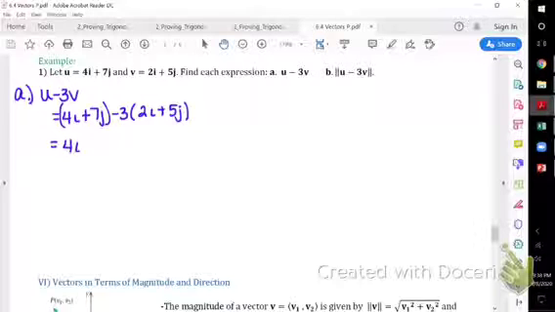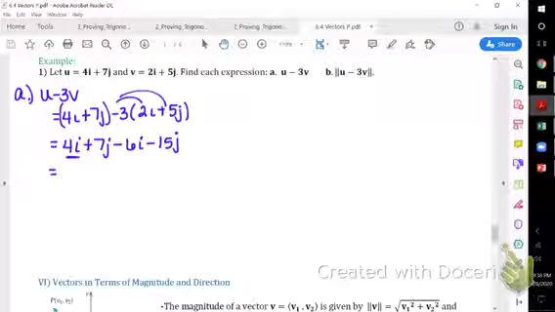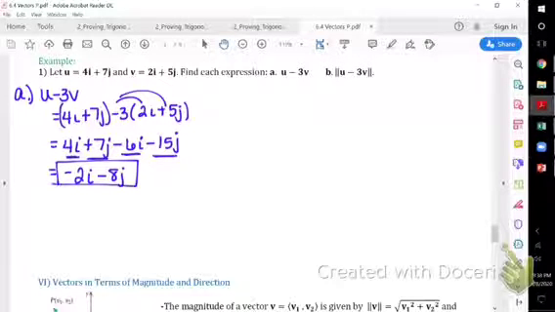I don't really need the parentheses here. I'm going to distribute the negative 3, so I have minus 6i minus 15j. And then let's just combine like terms. Keep your i's first, so you have 4i minus 6i, which is negative 2i. And then you have 7j minus 15j, which is negative 8j. And so there is that expression.